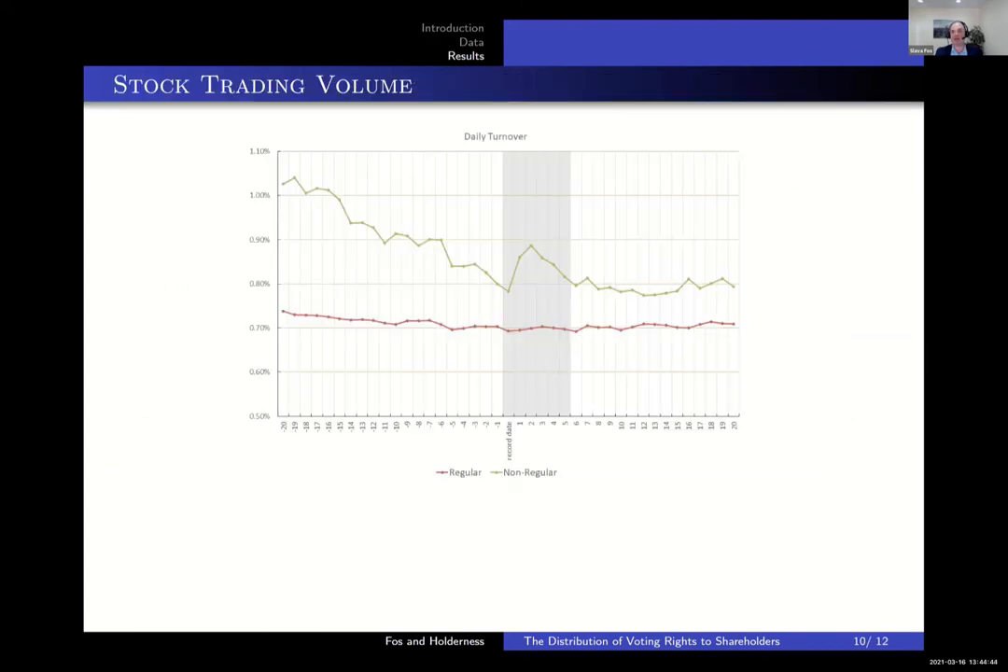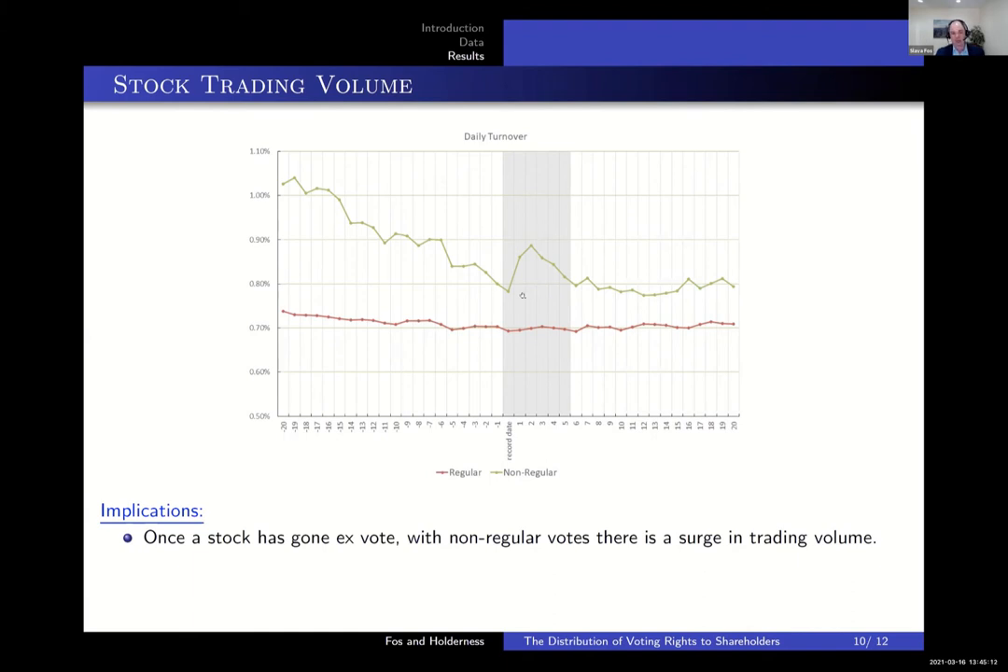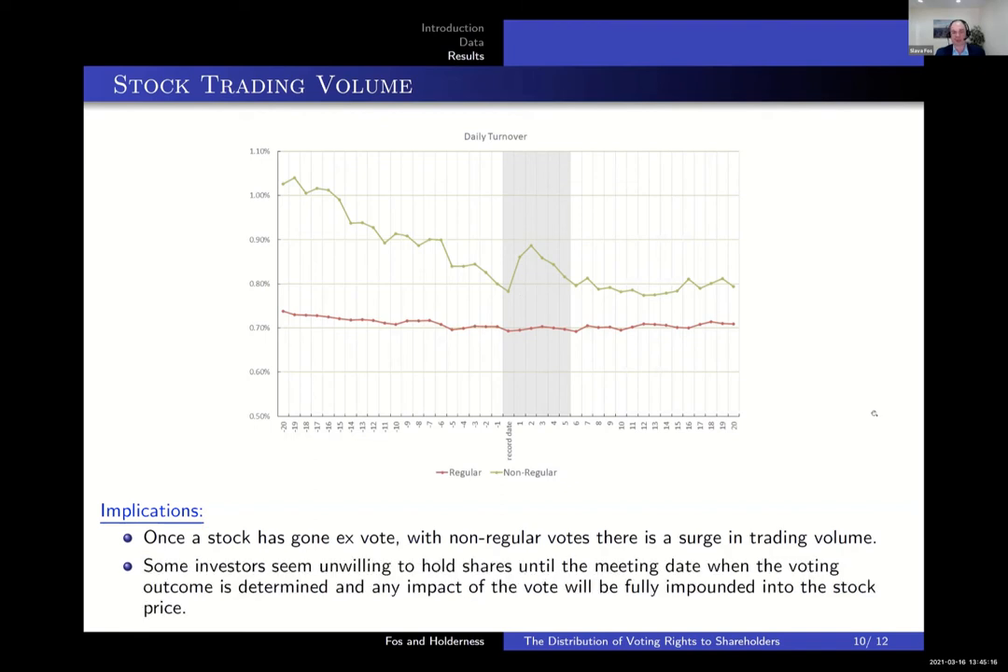Okay, now this is a trading activity result. 0 here is the record date, and we see that once we go after the record date, there is a substantial surge in trading activity, and it happens only for non-regular filings. Most of the time, again, when voting is not consequential, there is not much going on. But whenever important issues are involved, we see a substantial change in the behavior of investors. When the stock goes ex vote, there is a surge in trading volume. Now, this result is important. I'm going to talk about it on my next slide. It suggests that some investors were holding these shares not because they wanted to wait until the outcome of the proxy fight, for example. They held shares only because they wanted to vote, and they were willing to sell these shares even before the outcome of the voting process was actually disclosed.